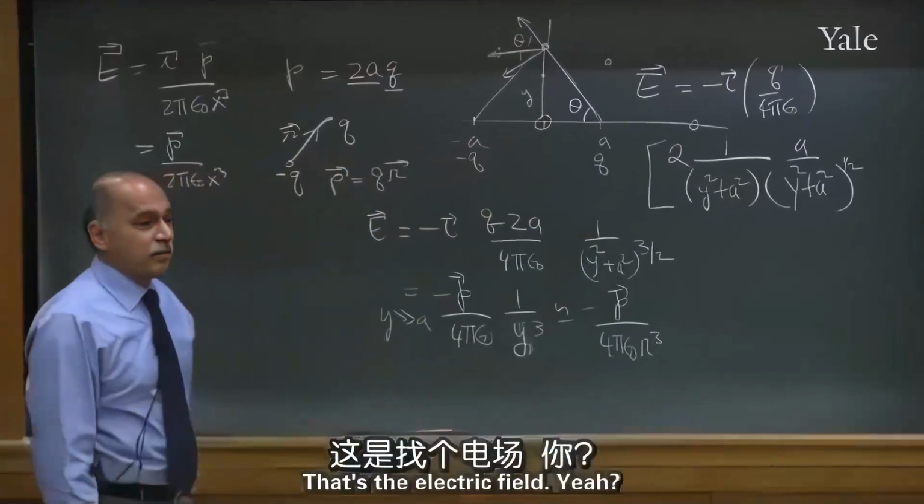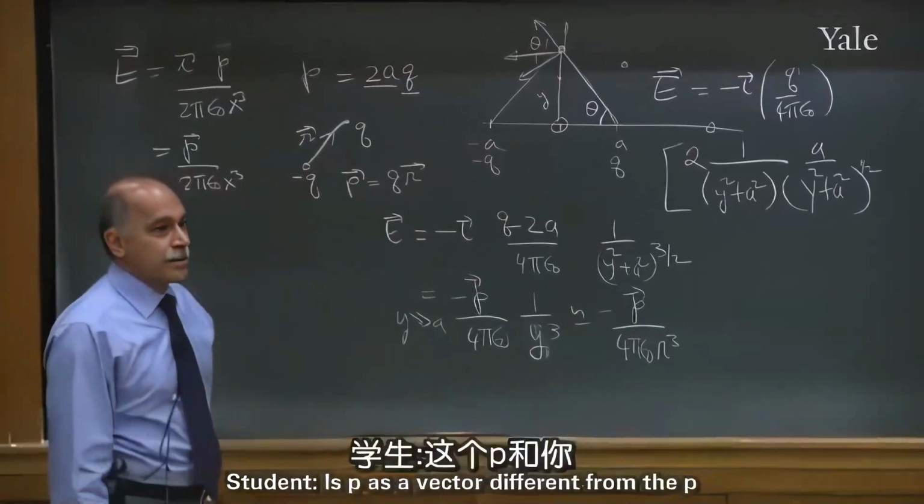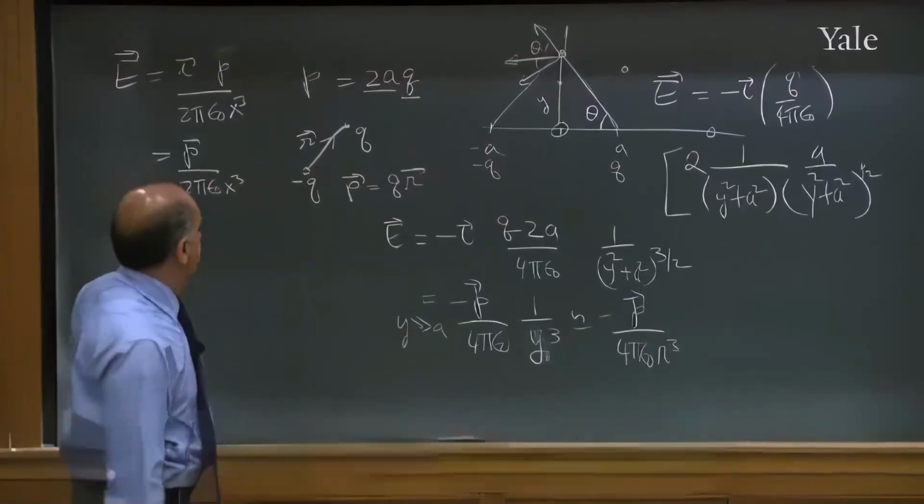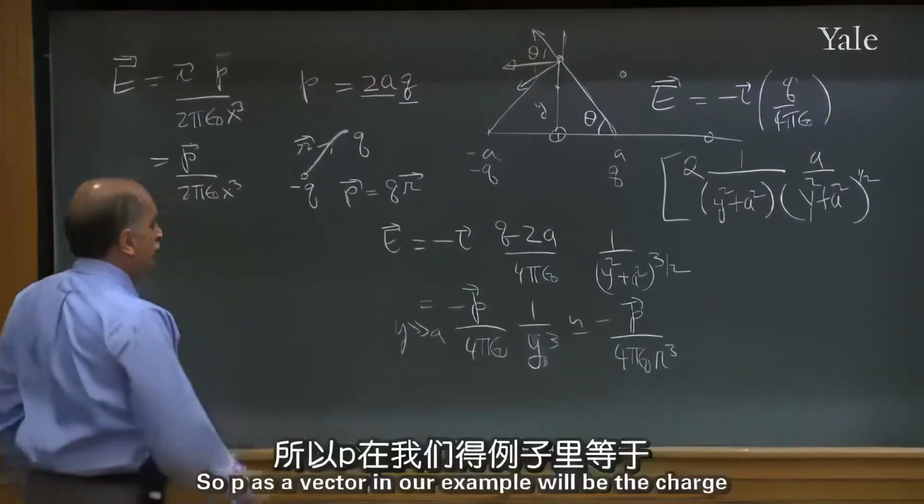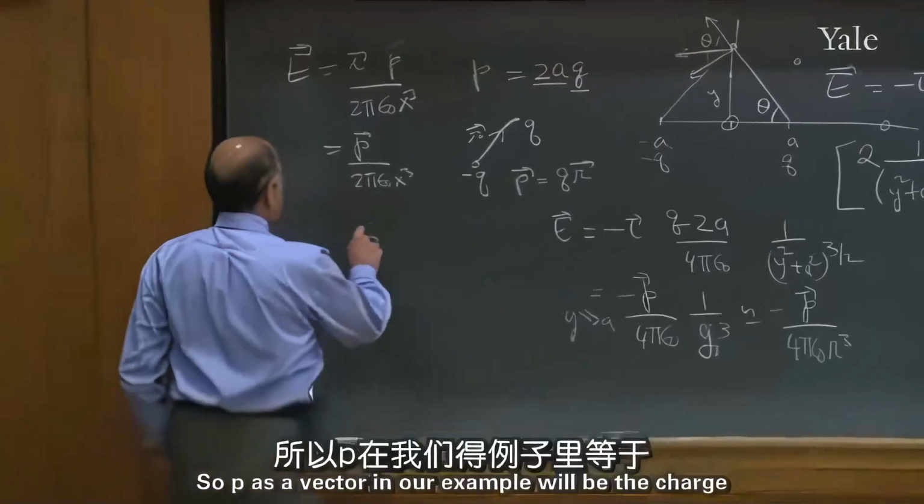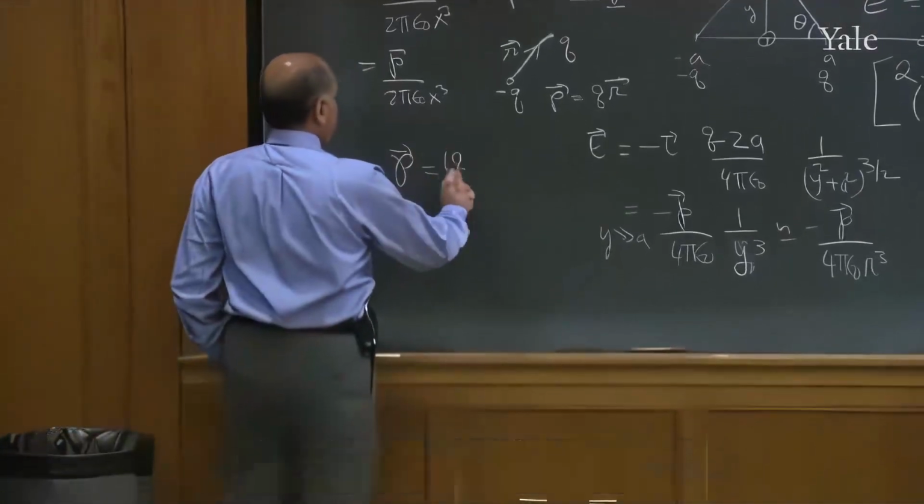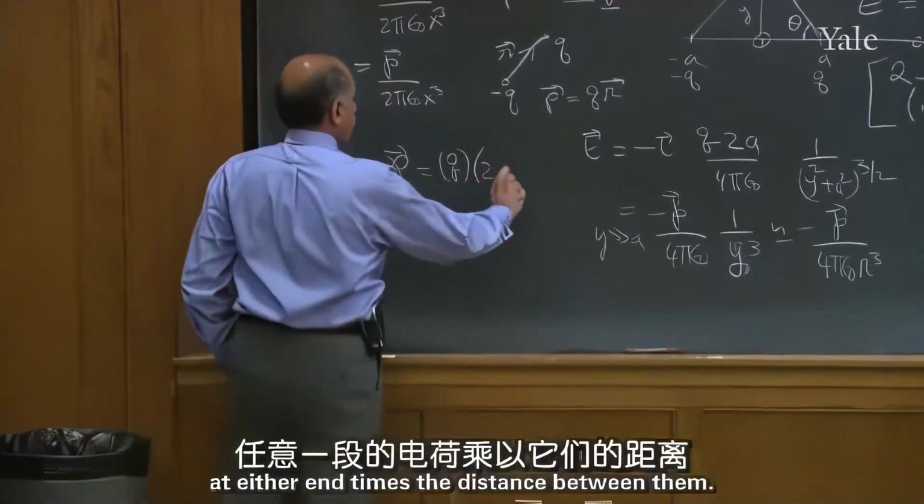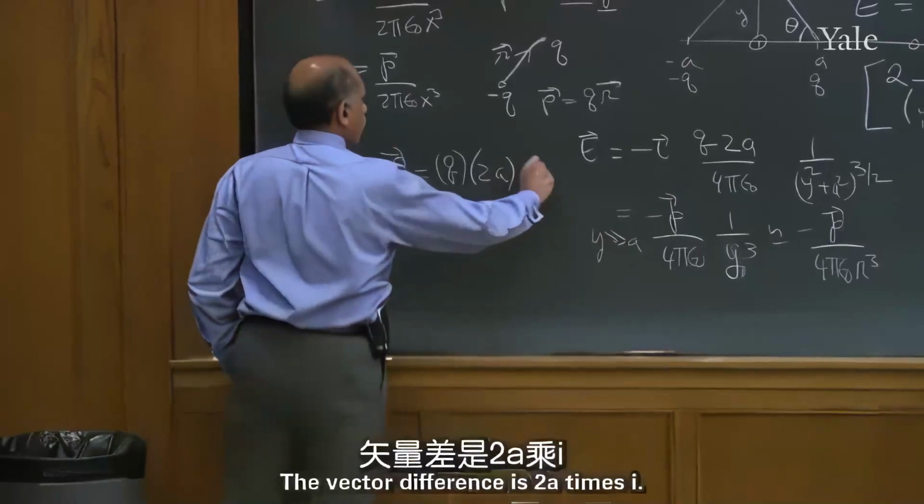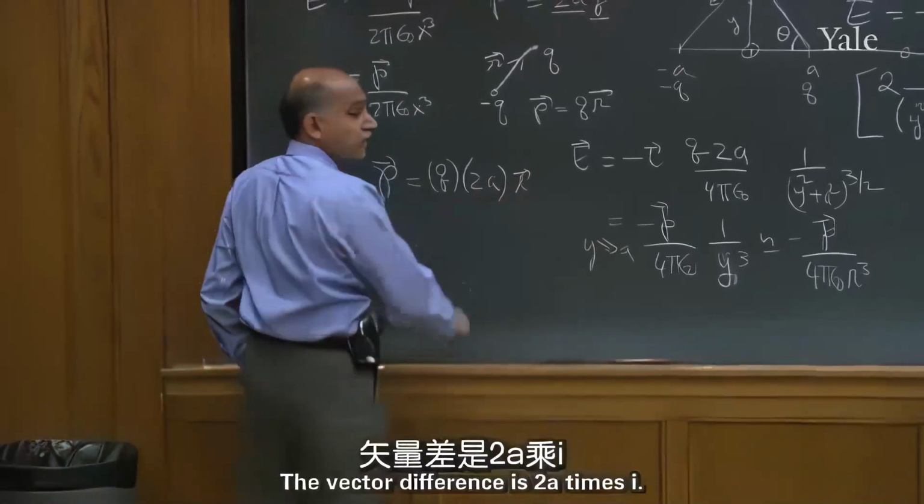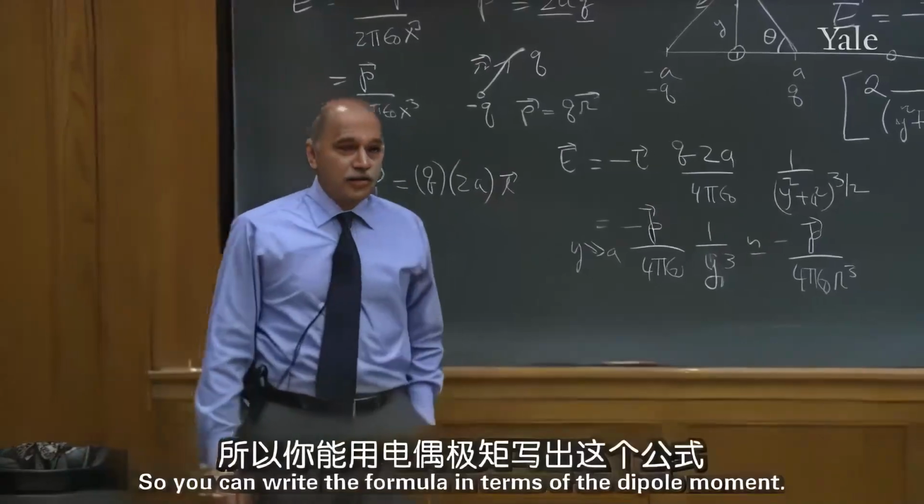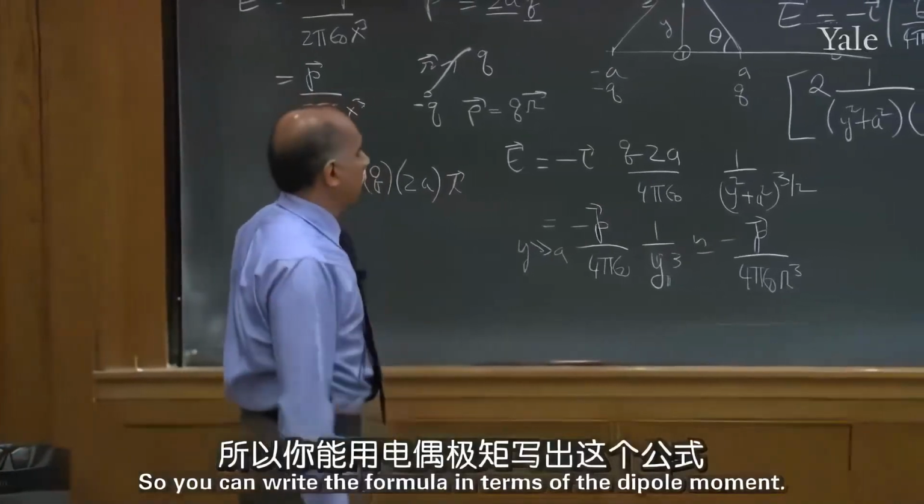That's the electric field. Yeah? Is P as a vector different from the P that you crossed out as a vector over there? No, it's the same P. So P as a vector, in our example, will be the charge at either end times the distance between them. The vector difference is 2a times i. So you can write the formula in terms of the dipole moment.